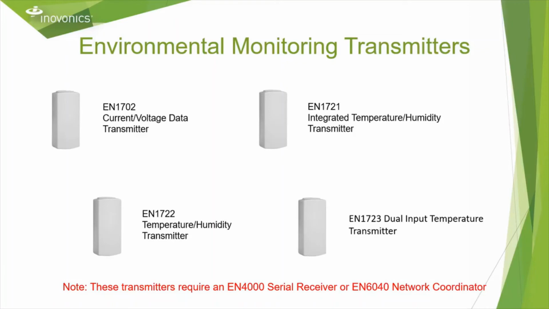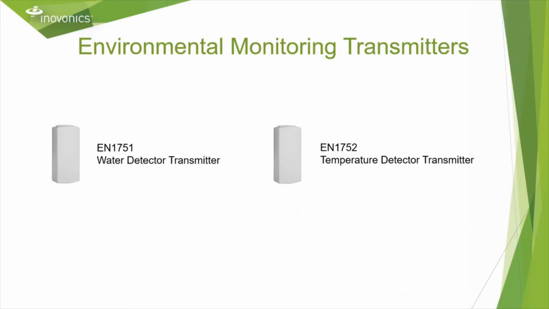These transmitters here are designed to only work with an EN4000 serial receiver or EN6040 network coordinator. But we still make some that are designed to work with an Inovonics EchoStream receiver, like our EN1751 water detector and our EN1752 temperature detector transmitters.